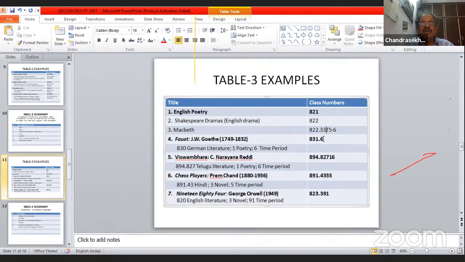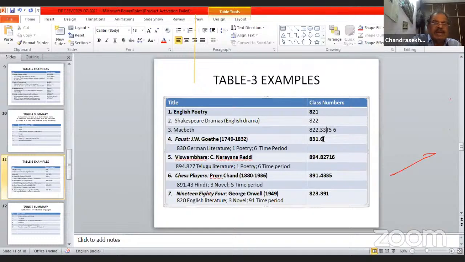If you don't know the period, generally we give it in brackets. His date of birth, generally the period of life, we give. If he is still alive, then we give the year of birth. Then we can add the time period there. Even if you don't add it, don't worry about that if you don't know.